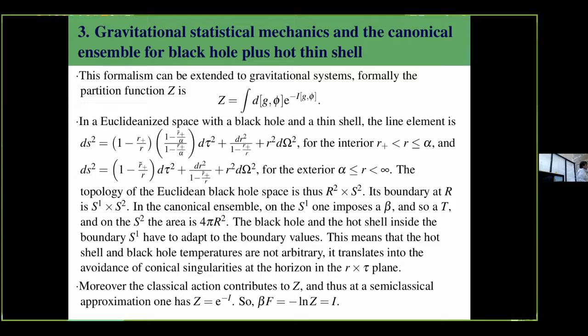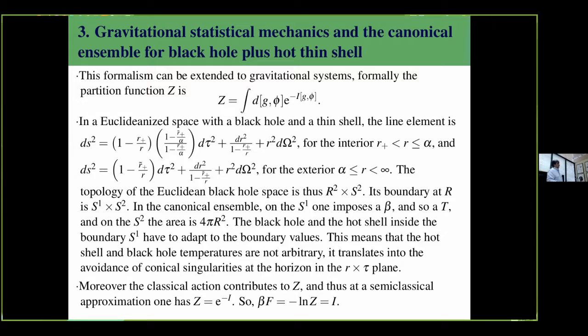Now, it's interesting to note that once we fix the temperature at the reservoir, and we have a black hole, for instance, a black hole alone, with some temperature, then if you want to do thermodynamics, the temperature of the black hole cannot be any. It has to adapt to the T that you are imposing at the boundary. Okay? So the black hole and the hot shell, because we also have a hot shell, have to adapt to the boundary values. So the temperatures are not arbitrary, and in a sense, it translates to the avoidance of conical singularities at the horizon in our tau-r plane.